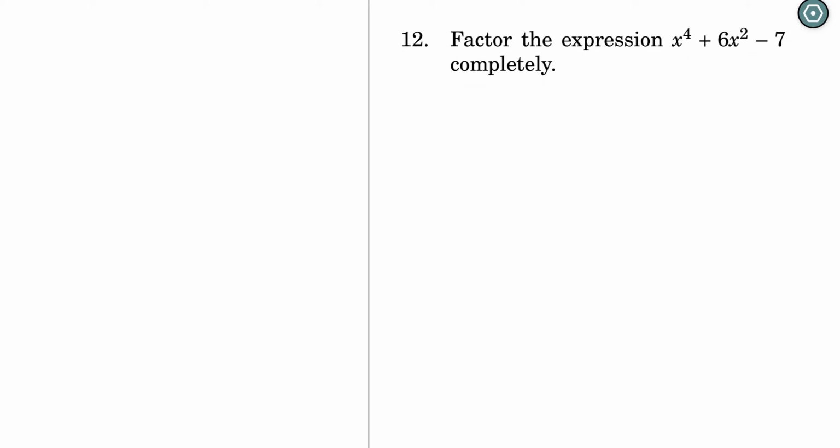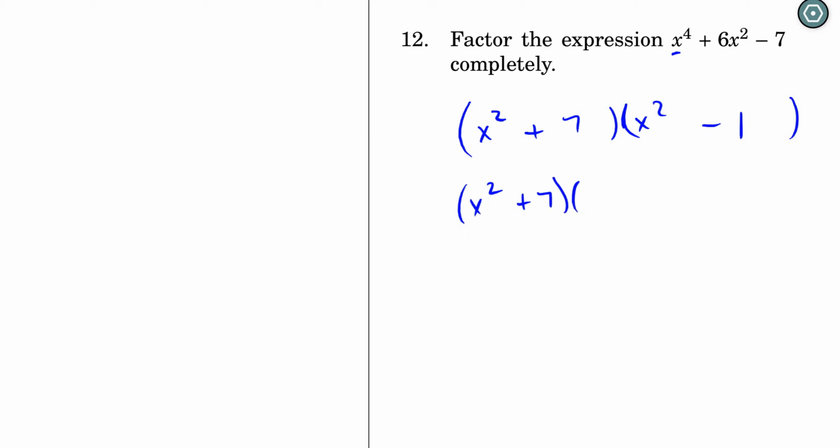Last one. So again, we have this x to the fourth. Nothing really changes. We just put the first term as x squared instead of x, because when you multiply x squared times itself, that gives you x to the fourth. Factors that multiply to make negative 7, but add to make positive 6 are positive 7 and negative 1. Not finished, because x squared minus 1 can change to x plus 1, x minus 1.